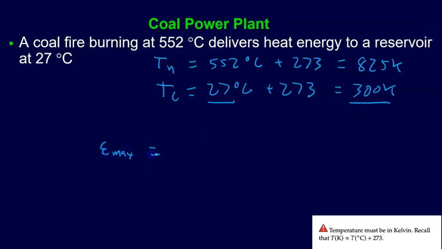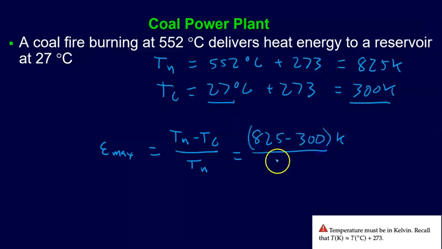Okay, so then we're ready to do this. The energy max is just going to be, again, TH minus TC divided by TH. So I get 825 minus 300 Kelvin, all divided by 825 Kelvin. And when I did this, I got about 64% efficient. And so what that means is, again, similar to that coffee cup, technically, by conservation of energy, you should be able to take all the heat out of the hot reservoir and turn it all into work.